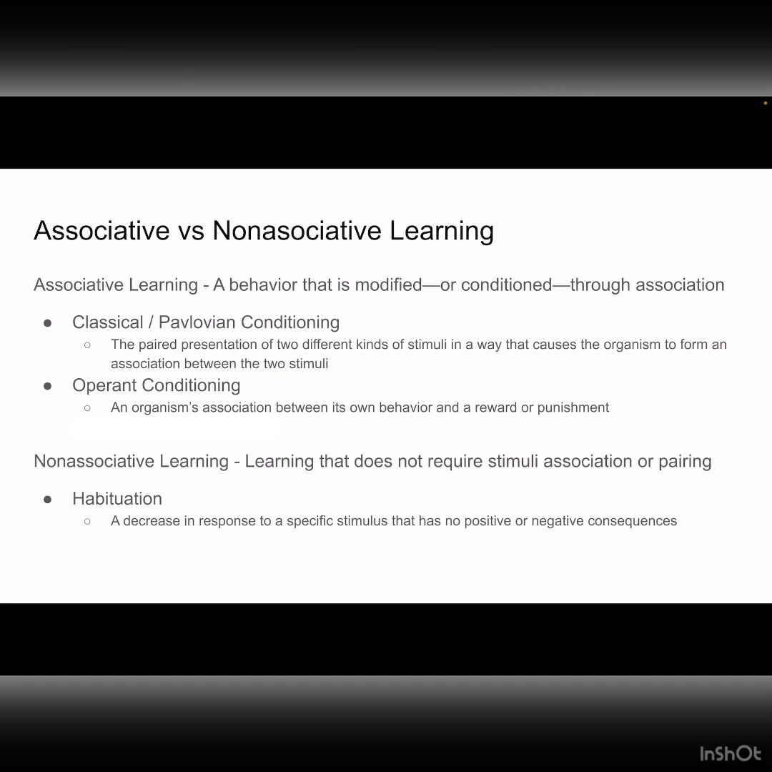Classical conditioning is the paired presentation of 2 different kinds of stimuli in a way that causes the organism to form an association between the 2 stimuli. Operant conditioning, on the other hand, is an organism's association between its own behavior and punishment or reward.